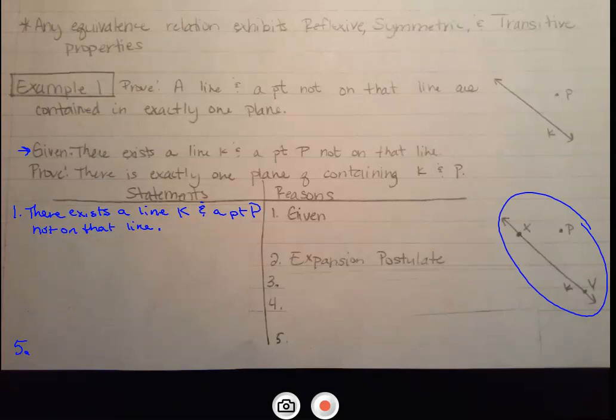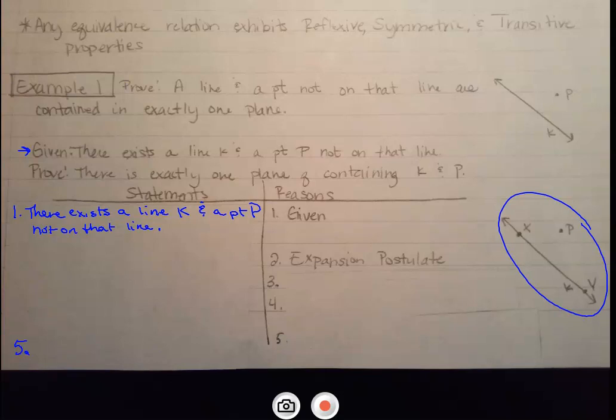A line contains at least 2 points. A plane contains at least 3 non-collinear points. A space contains at least 4 non-coplanar points. Okay, fantastic. So that's in 1.3. So how is that going to apply to this? How are we going to use that here?